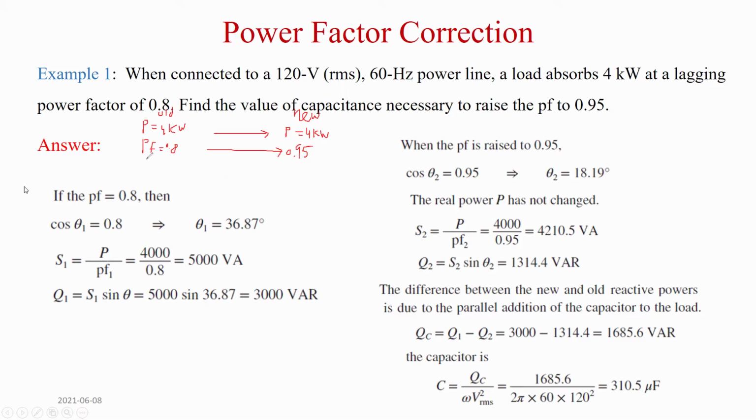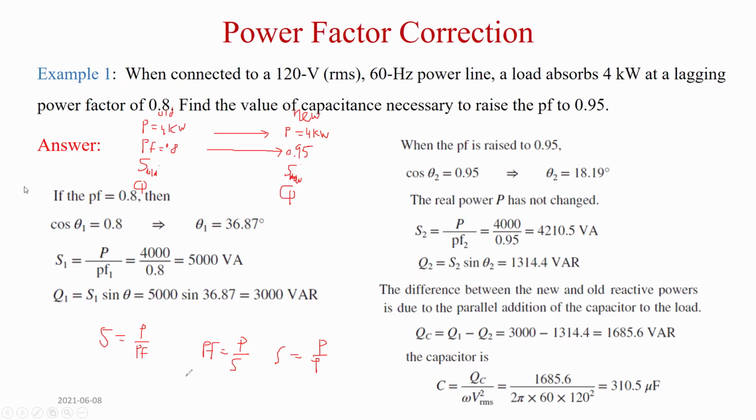We can find S here and S here. We can find Q here and Q here. The old, sorry, the new and the old. Now we know that S equals P over power factor, because power factor is P over S. I have power factor and P, I want S. So S in this case is P over the power factor. I can find it here and I can find it here.